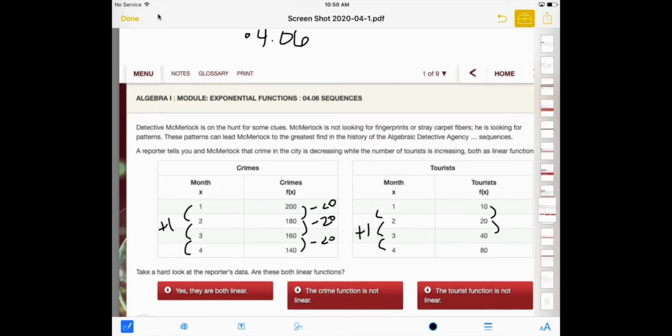For the tourists, we're going to see if we can find a pattern. We could try +10, but then 20 plus 10 does not get us 40. So we have to notice that it's actually going to be times 2. 10 times 2 is 20, 20 times 2 is 40, 40 times 2 is 80. And just to repeat, adding or subtracting is going to be a linear function, that's arithmetic. However, when you're multiplying, so for example times 2, times 2, times 2, that's something we call geometric, a geometric sequence or an exponential function.